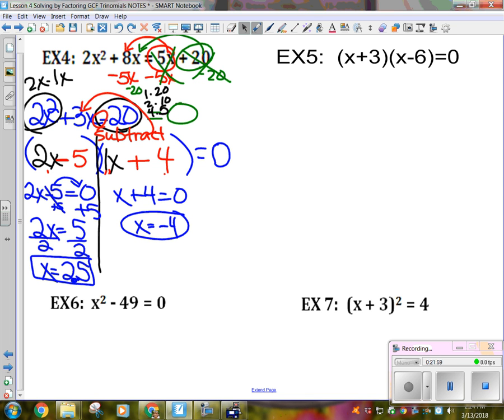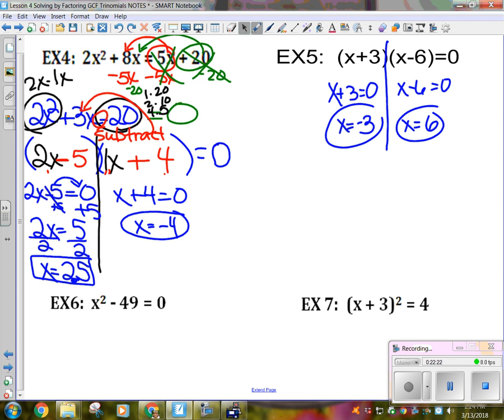I have people every time miss number 5, and it's the easiest one on the whole page. It's already factored. All you have to do is just split it and figure out the answers. X plus 3 equals 0, which means x is what? X minus 6 is 0, so what? Too many times I get kids that want to multiply it back. In other words, they want to go backwards instead of just knowing what they've got.